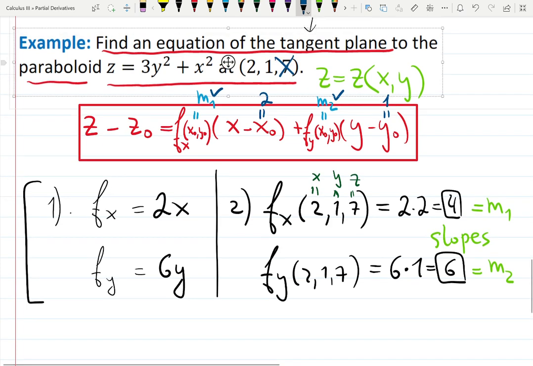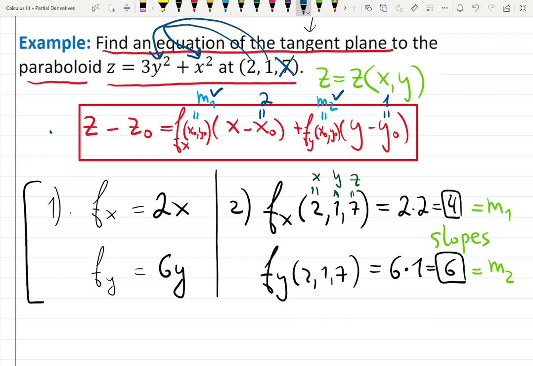How to find it? Plug in what to what? To the original. If you plug 2 and 1 into the original, it should give you 7. And it's true, check. 4 plus 3, that is 7. So in this case, your lucky 7 is given. This is z sub 0, that is 7.